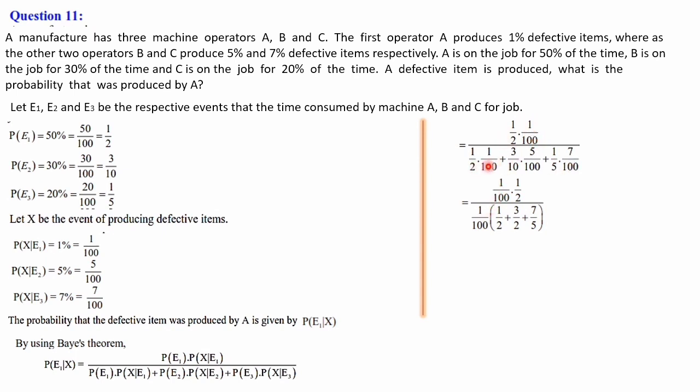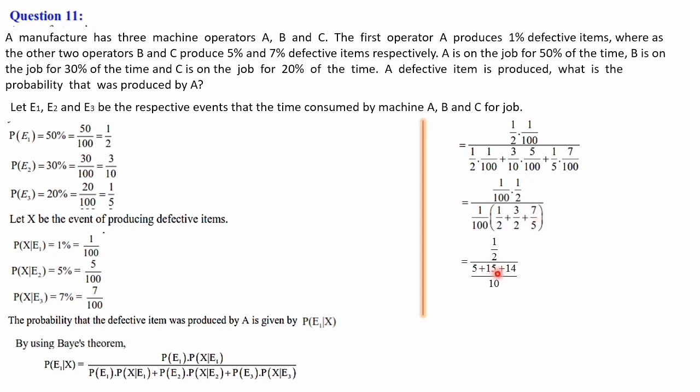In the denominator, if you take 1 by 100 common, the first term is 1 by 2, the second term, 5 and 10 cancel, 2 will come in the denominator, so 3 by 2 is left, and in the next term 7 by 10 is left. So 1 by 100, 1 by 100 we can cancel. That is equal to 1 by 2 in the numerator, divided by the denominator, taking LCM of 5 and 2 as 10. Here we multiply with 5, 5 into 1 is 5. Here also we multiply with 5, 5 into 3 is 15. Here we multiply with 2, 7 into 2 is 14.